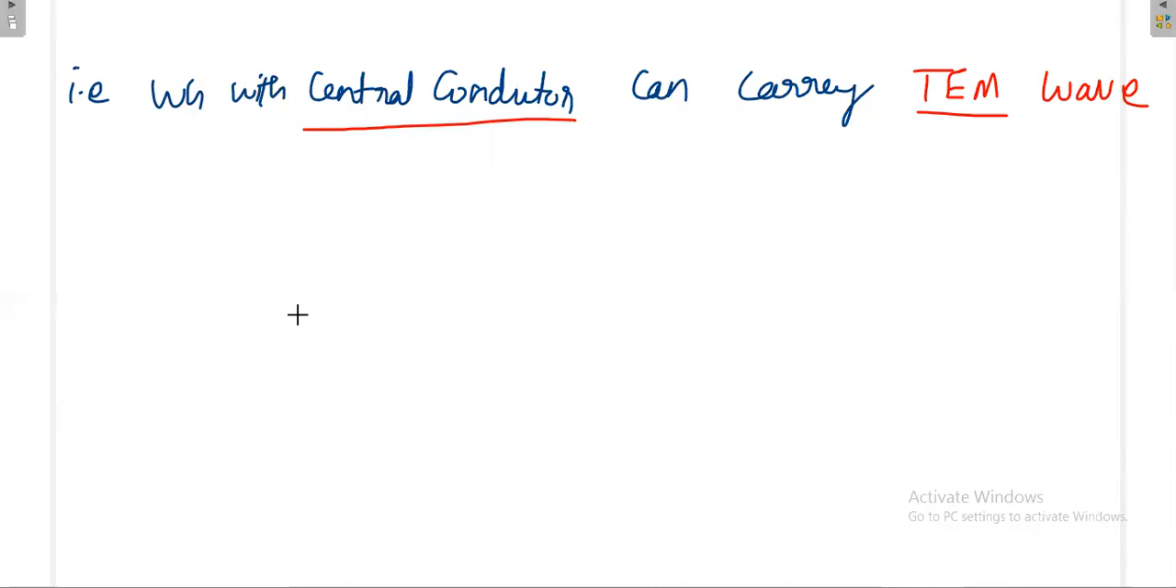Okay, next we'll go to transmission lines. Two-wire transmission lines.